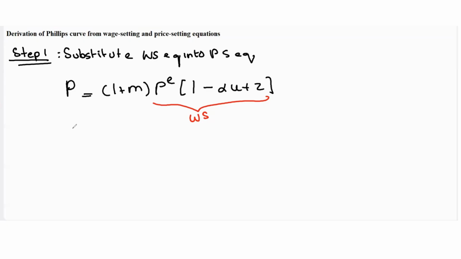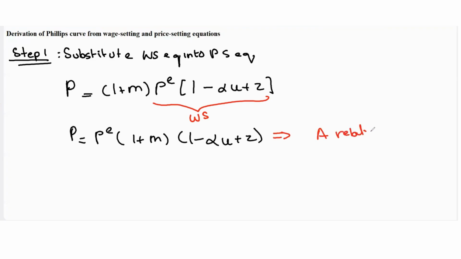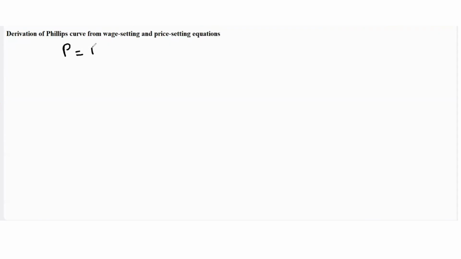So basically now we can just write this as P = P^e (1 + m)(1 - αu + z). So now this is a relationship between P and P^e and u. Now what we'll do is rewrite this equation using time subscripts. So we had this equation, P = P^e (1 + m)(1 - αu + z).